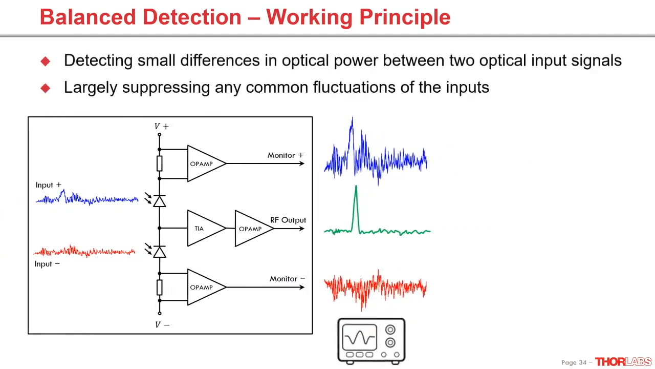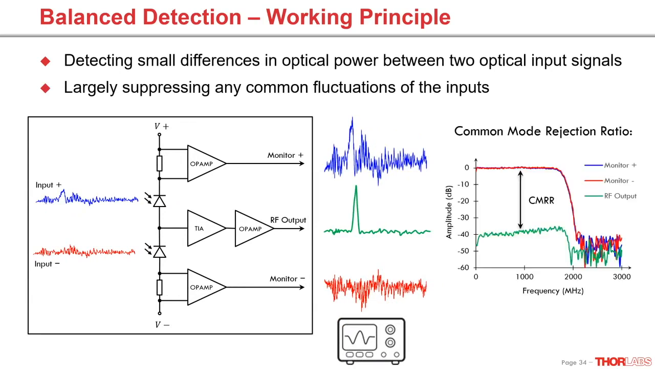And to specify the quality of suppression, there is a common mode rejection ratio. This describes the magnitude the balanced detector is capable of suppressing identical input signals on both input channels. The common mode rejection ratio is specified as a ratio in dB.